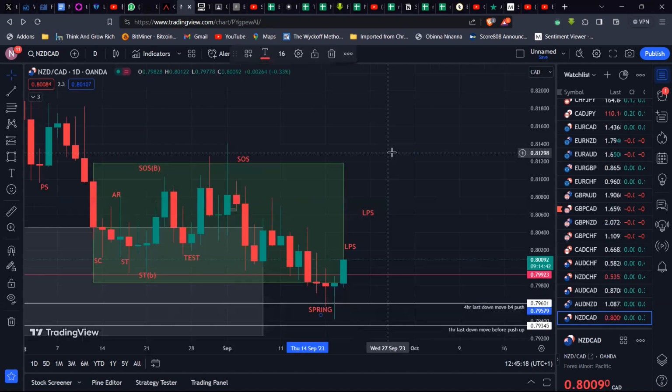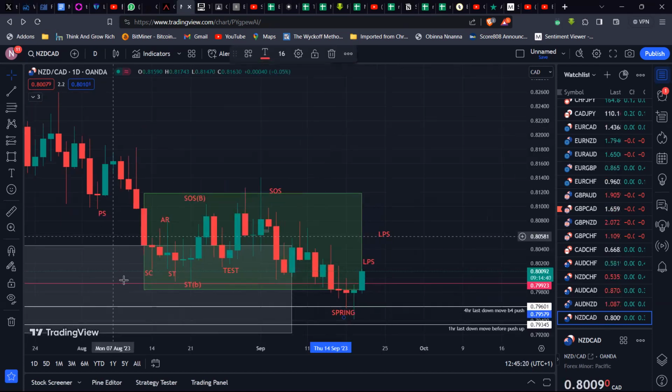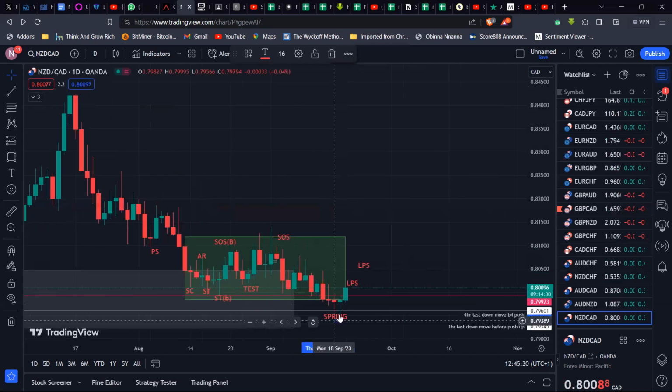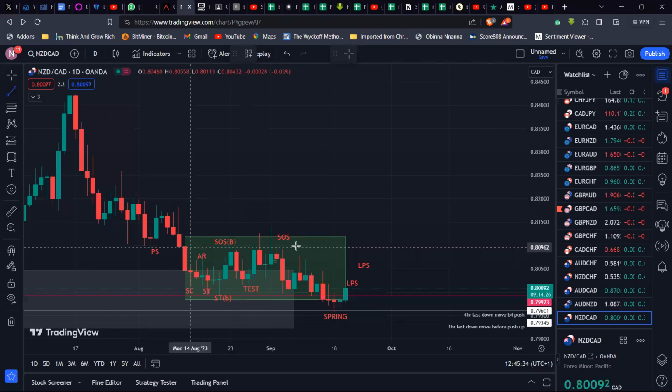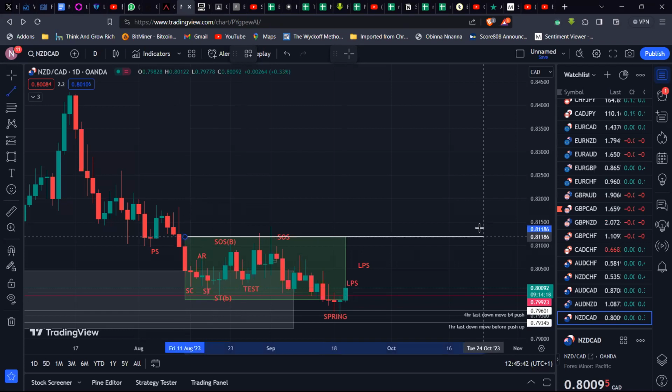So you can see how we have our preliminary supply, selling climax, automatic rally, secondary test, ST in phase B, this sign of strength in phase B, a test, SOS, spring, and right now what I want to see is this high taken. I want to see price come up here. Basically, just want to see price come up here.